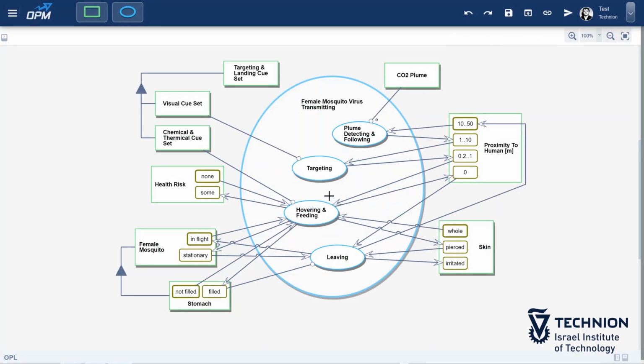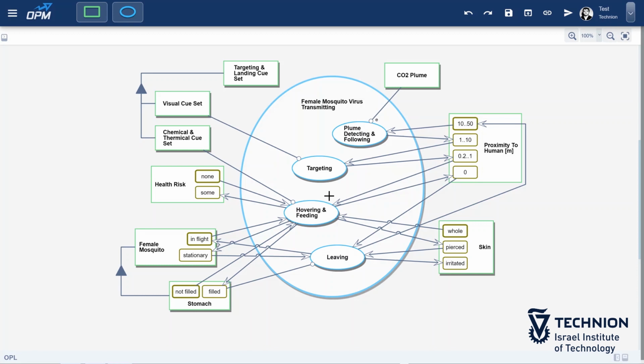So let us refine female mosquito virus transmitting. It is a synchronous process, so we will in-zoom. The female mosquito first detects a plume or trail of carbon dioxide, CO2. This is a chemical compound that humans exhale as they breathe.